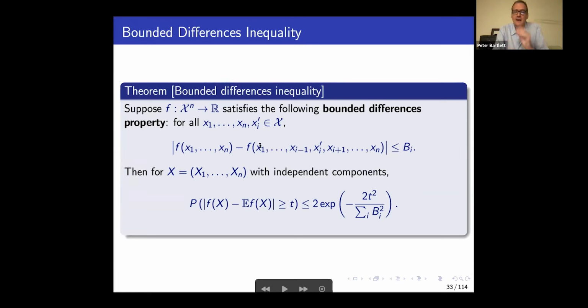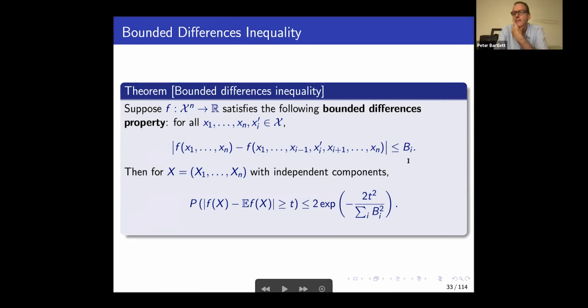Then it turns out that when you consider the function evaluated on n independent inputs, the deviations between the value of the function and its expectation are going to be small, right? The probability the deviation exceeds t is no more than e to the minus something like t squared over the sum of the b_i squares.